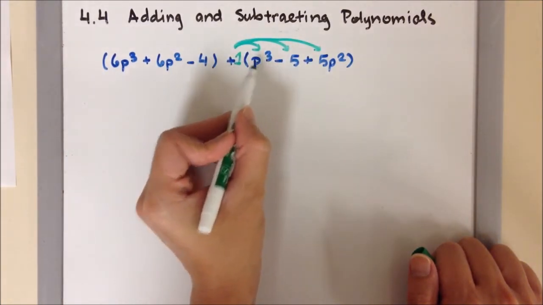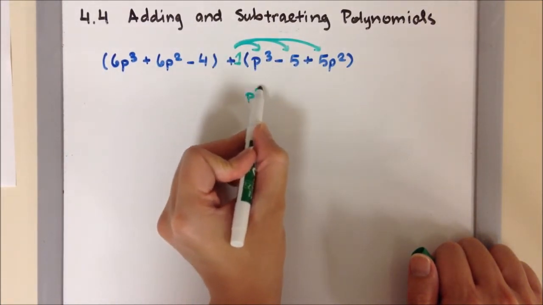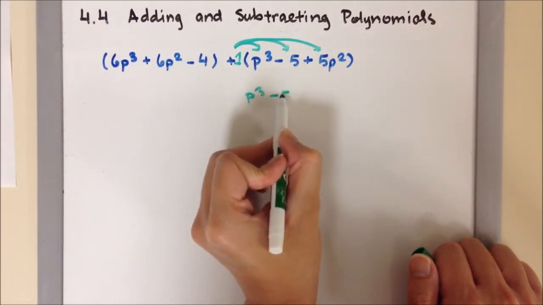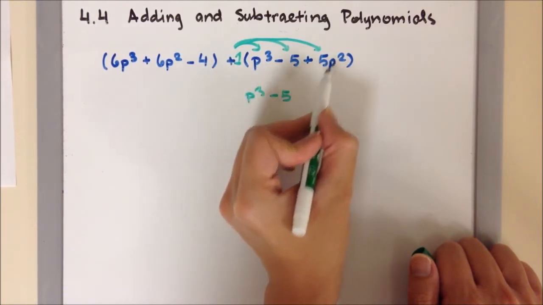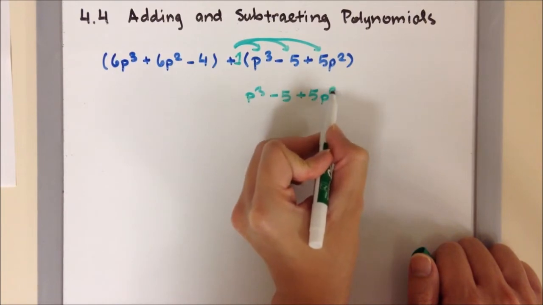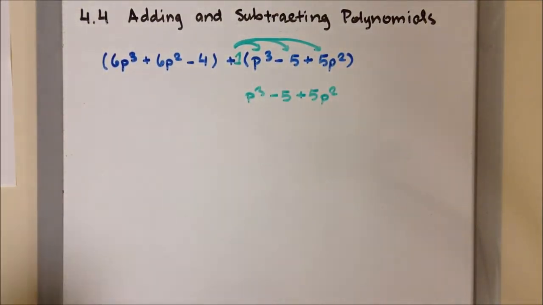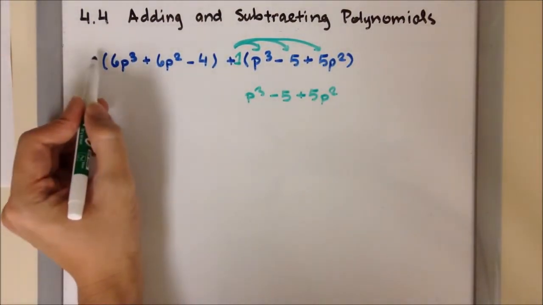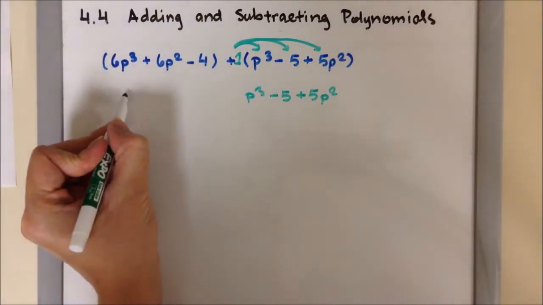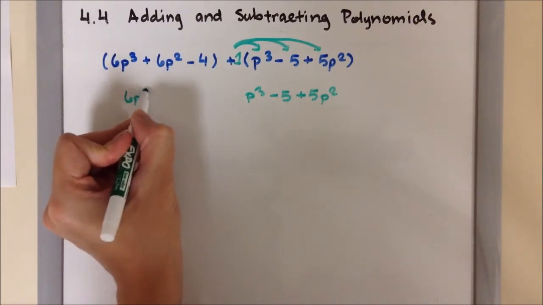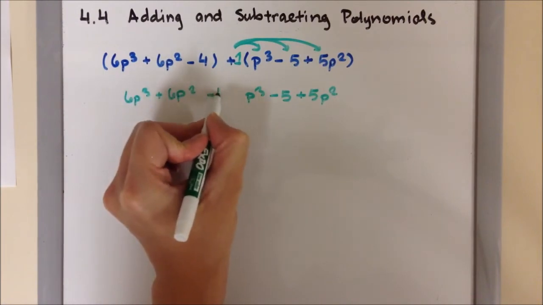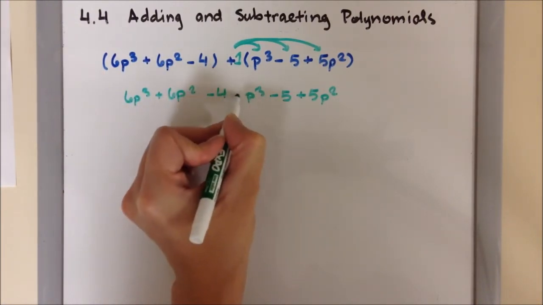I'm going to distribute, or multiply, to the second set of parentheses. So positive 1 times p to the third is p to the third. Positive 1 times negative 5 will be negative 5. Positive 1 times positive 5p squared will be plus 5p squared. There's nothing in front of this parenthesis, so I'm going to bring down the inside and let go of the parenthesis. So 6p to the third plus 6p squared minus 4. Since that is a positive, I'm going to write plus.